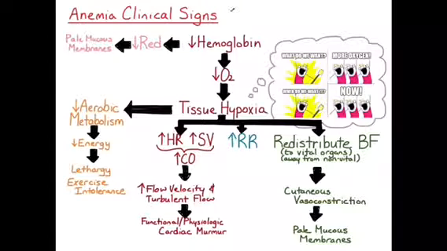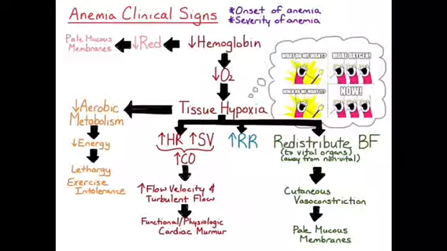Now, the onset of the anemia and the severity of the anemia dictates how severe the clinical signs will be in the patient. If there's chronic onset, then they'll have less severe clinical signs than if it was acute onset. And if it's a more severe anemia, of course, they'll have more severe clinical signs than if it was a mild anemia. So there you go.